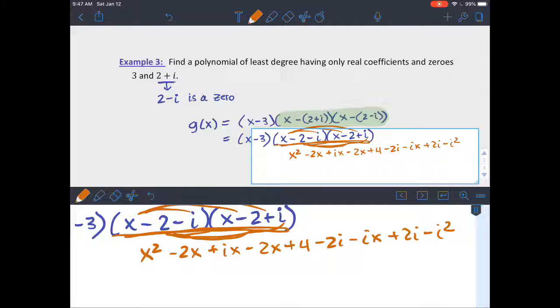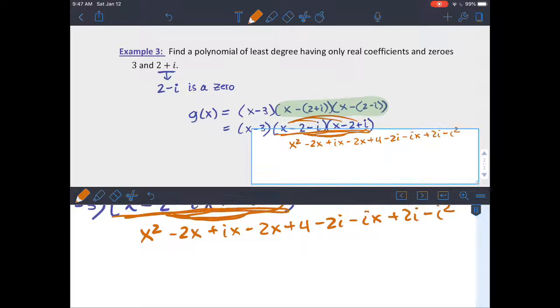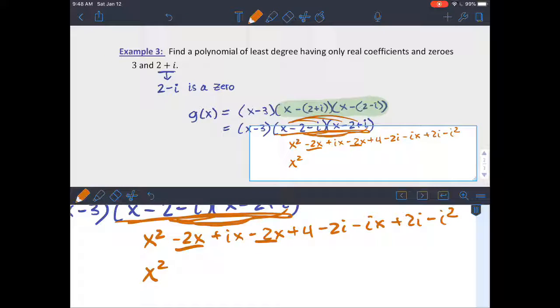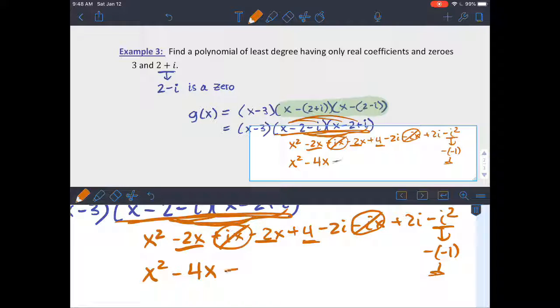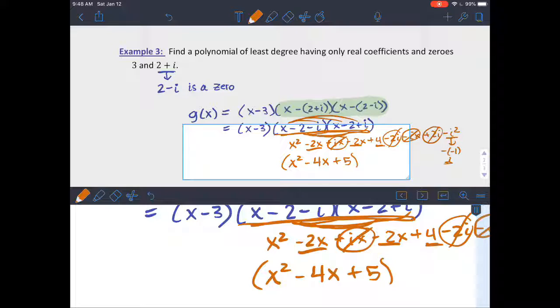Luckily, there's some like terms. x squared's the only quadratic. -2x, -2x gets you -4x. I've got a positive and negative ix that'll subtract off to 0. Negative i squared is going to be opposite of -1, so positive 1 that I can add to my 4 to get 5. And then -2i and positive 2i subtract off to 0. So it ends up a lot nicer with only real number coefficients in there.